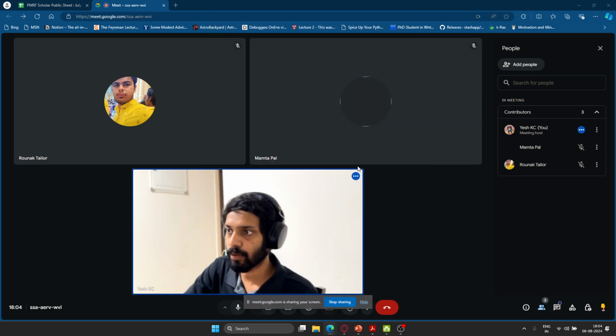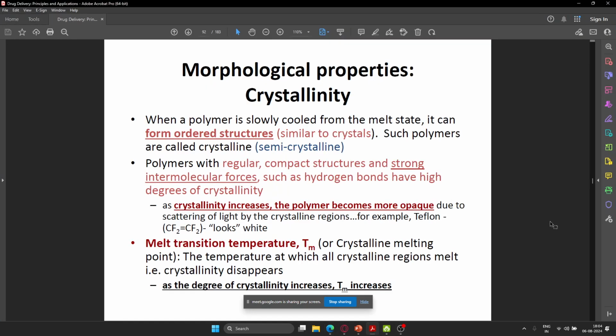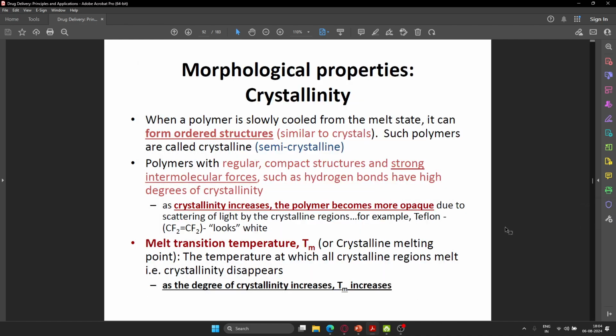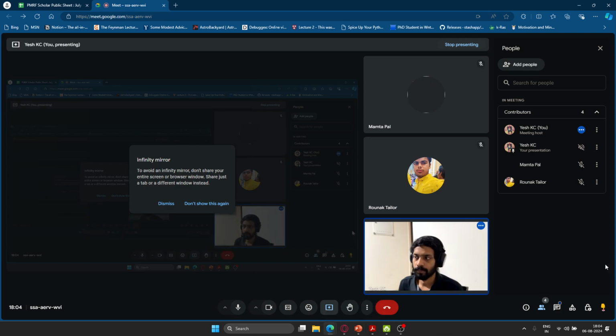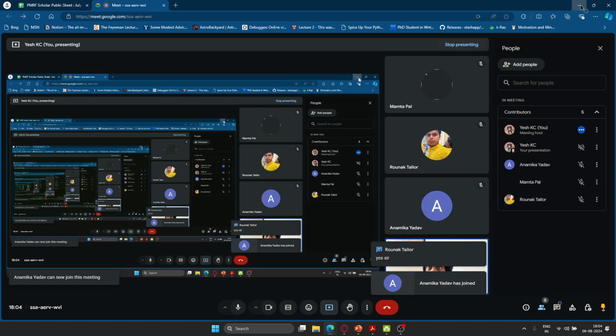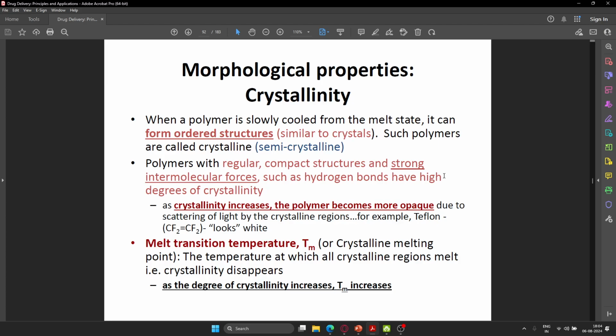If you can confirm if you can see my screen as well, that will be great. Can you see my screen? Ah, okay, you can. Perfect.